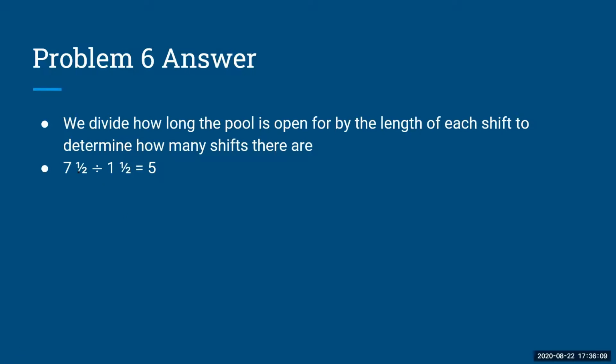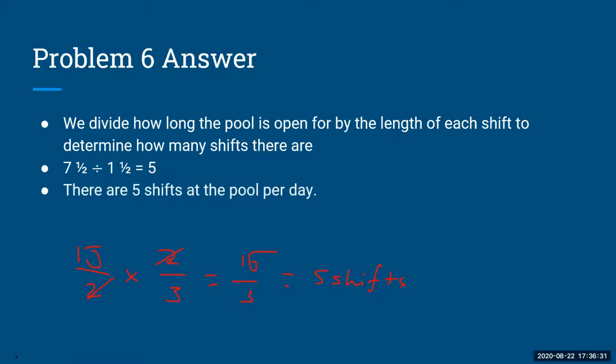Okay, so you do 7.5 divided by 1.5 equals 5. I guess I'll do the math out for you guys. That's 15 halves times 2/3. These go away, so you get 15 over 3. So it's 5 shifts at the pool per day.